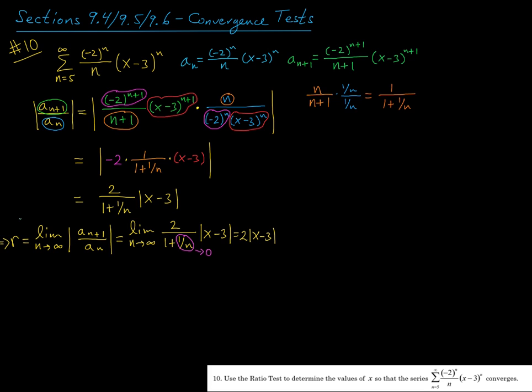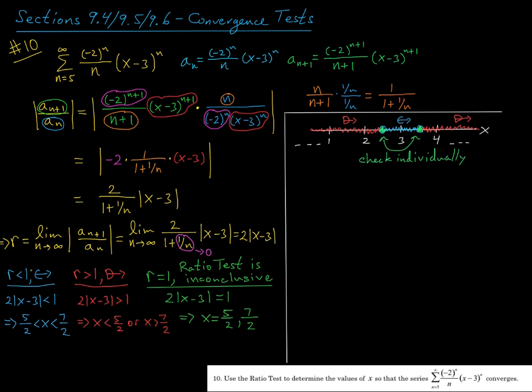And so now for our value of r, which is the limit of this expression, I see that the 1 over n is going to approach 0, and so we get that r is equal to 2 times the absolute value of x minus 3. Okay, so now we have a few cases to consider.